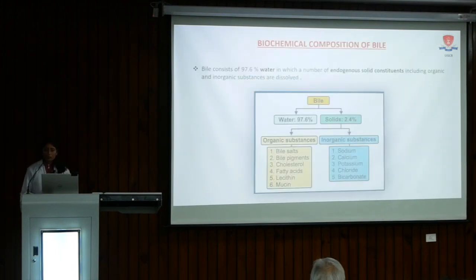Biochemical composition of the bile. The bile consists of 97.6% water, in which a number of endogenous solid constituents including organic and inorganic substances are dissolved. The organic substances are bile salts, bile pigments, cholesterol, fatty acids, lecithin, and mucin, whereas the inorganic substances include sodium, calcium, potassium, chloride, and bicarbonate.